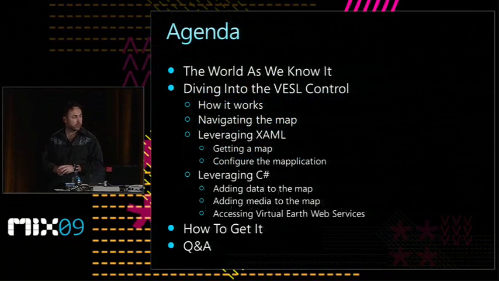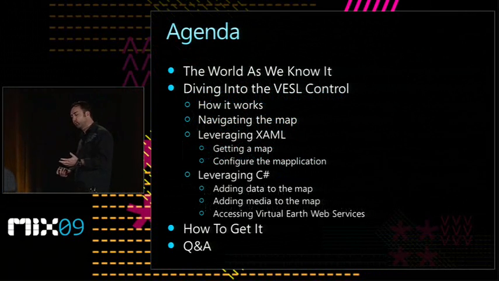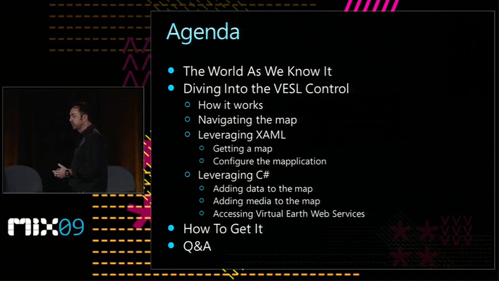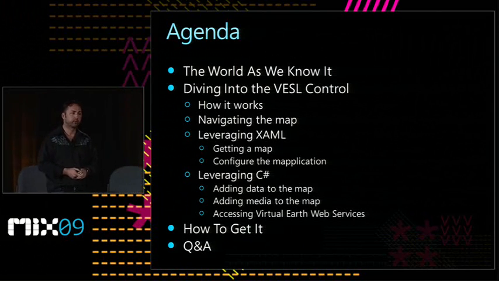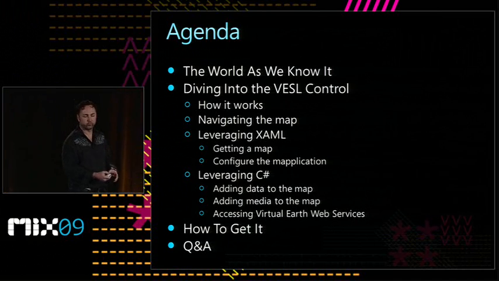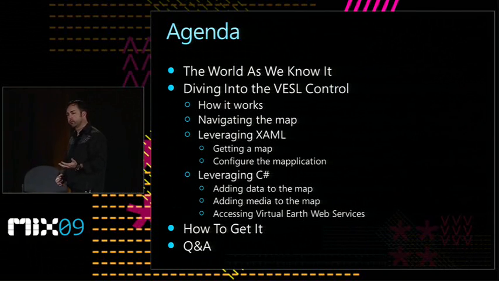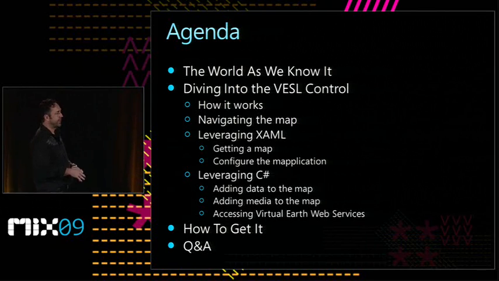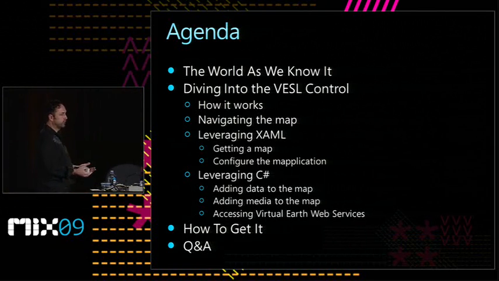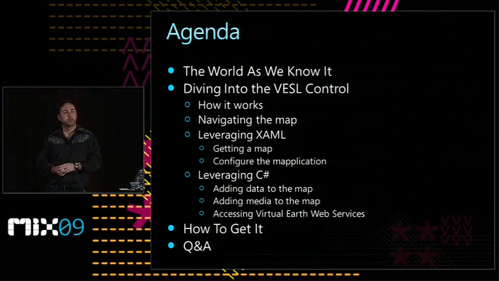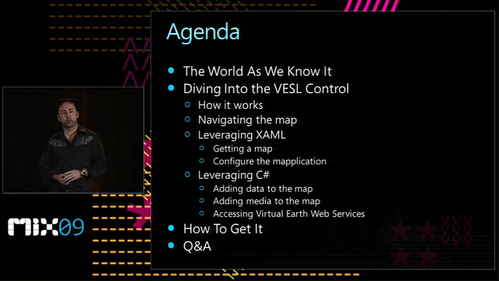So let's see. Okay, here's the agenda. We'll go through the world as we know it, what's out there today, kind of an evolution of mapping, if you will, and why this is so important, why this is beneficial, why Silverlight matters, right? Then we'll actually go into the control. I'll talk about the control, what the functions are, what the features are, and then we'll dive into the code after that, how to navigate the map. We'll talk about actually leveraging XAML. So there's two ways to leverage the Virtual Earth Silverlight map control. You can use XAML, or if you want interaction, you use C#.NET. So our class libraries today are C#.